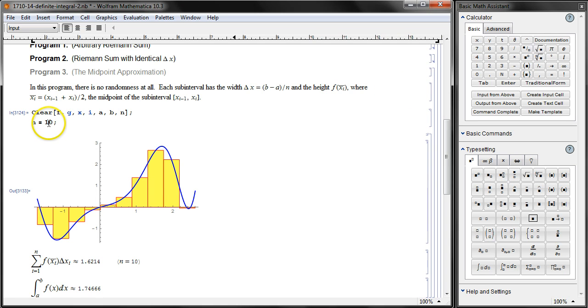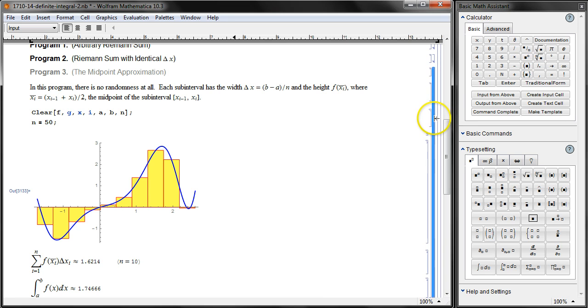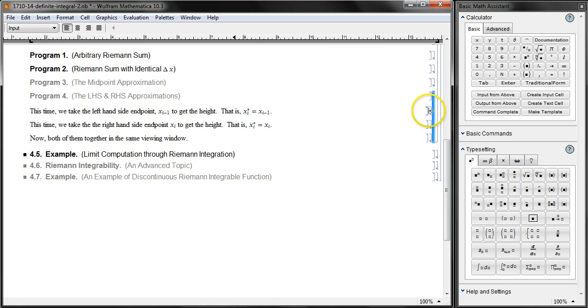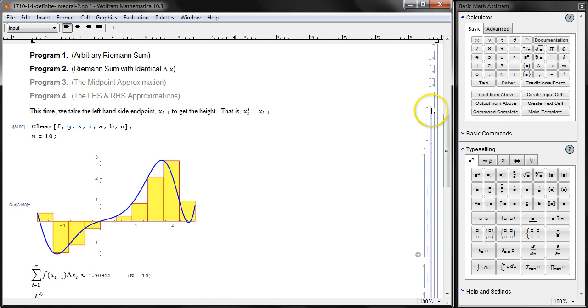Now let's improve the approximation. Let's go to 50 rectangles as before. As you can see, pretty good approximation. Not a coincidence, because we're trying to improve the approximation by taking the midpoint. Let's go back to 10. Now let's consider another kind of approximation, left-hand side approximation and also right-hand side approximation. This is a left-hand side approximation. As you can see, the curve hits the left-hand side corner point, the left-hand side endpoint of each subinterval.